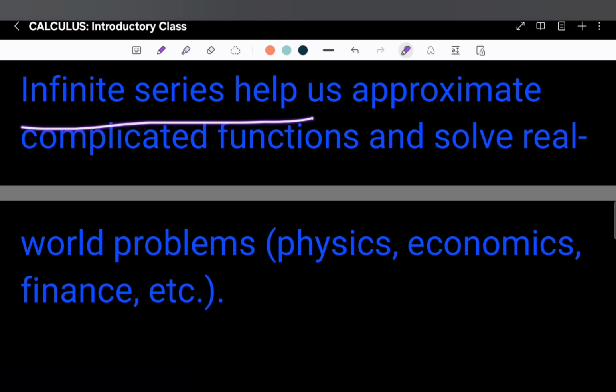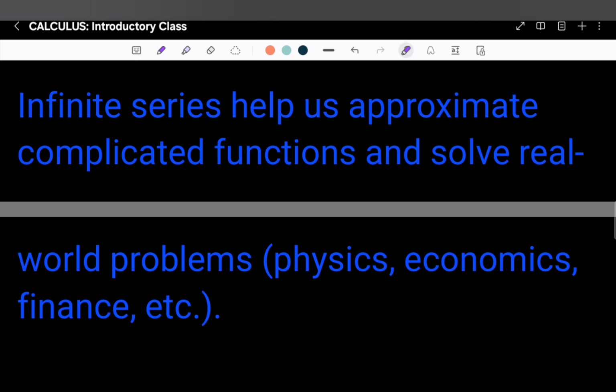Infinite series helps us to approximate complicated functions and solve real-world problems like physics, economics, and finance, etc. Like in the case of integration, we had studied that integration is adding up all things and considering the total. But what is the difference between infinite series, as it is also adding forever?